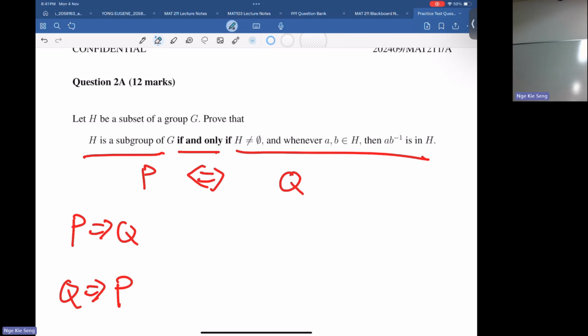Closure. If A, B is in there, why is A times B in there? Because I proved that if B is in there, B inverse is also in there. So I can apply this condition to A and B inverse, so that A times B inverse to the inverse is in H. But B inverse to the inverse is what? B. So AB is in H.